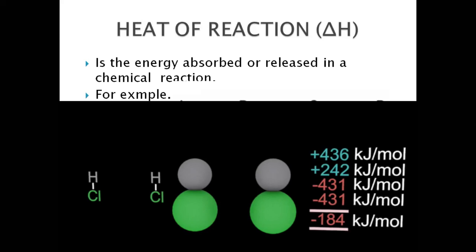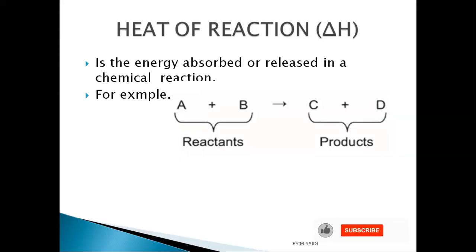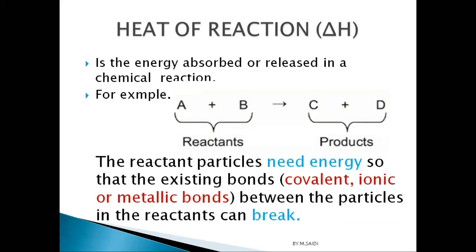For example, you have reactants A and B. You combine them and then you form products C and D. What will happen? The reactant particles need energy so that the existing bonds, it could be covalent, ionic, metallic, any kind of bond which is there between these particles, can break. They will need energy so that you can break those bonds, and then after that you will form a product. So for a reaction to take place, energy must be present so that they can break down the bonds and then a reaction can take place.